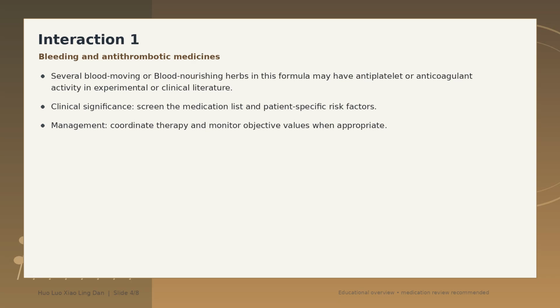The first interaction focuses on bleeding and antithrombotic medicines. Several blood-moving or blood-nourishing herbs in this formula may have antiplatelet or anticoagulant activity in experimental or clinical literature. The practical concern is additive bleeding with warfarin, direct oral anticoagulants, aspirin, clopidogrel, or perioperative use. Evidence varies by herb and product, so the safest approach is medication reconciliation, bleeding history review, and coordinated monitoring rather than assuming either safety or danger.